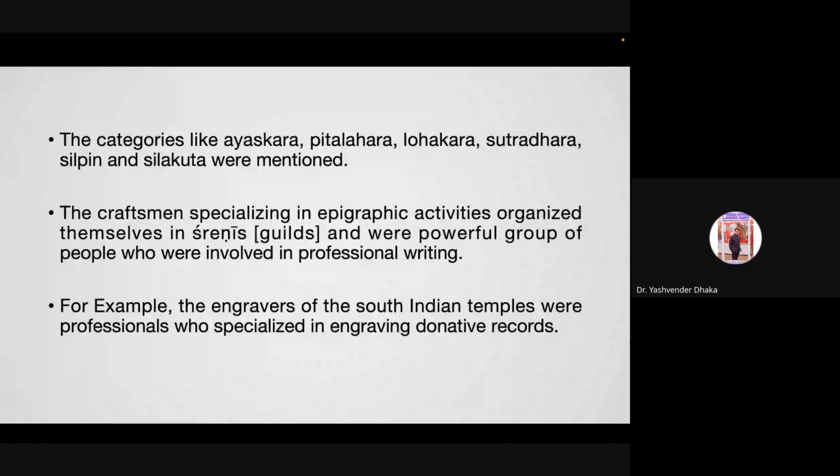Now, the craftsmen specializing in graphic activities organize themselves into shrenis, as we have seen in various shrenis in epigraphs, and were a very powerful group of people who were involved in professional writing. For example, the engravers of South Indian temples, now I have taken an example from South India, were professionals who specialized in engraving donative records. So this is generalizing what was happening in Mathura. The same thing is happening in temples of South India, and we'll see another site in which the same activities were happening as were happening in Mathura.